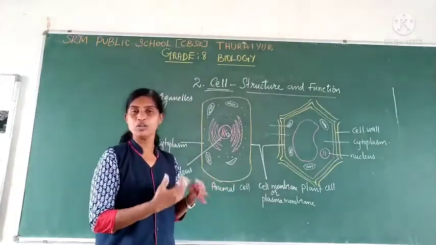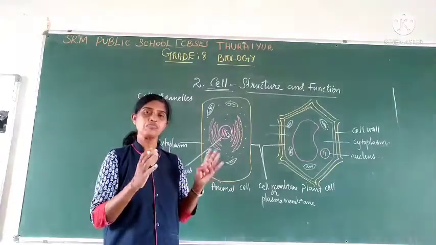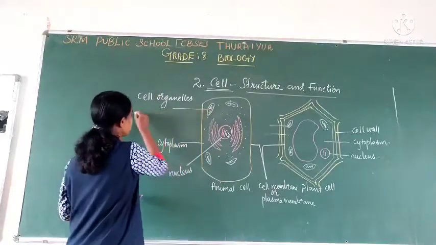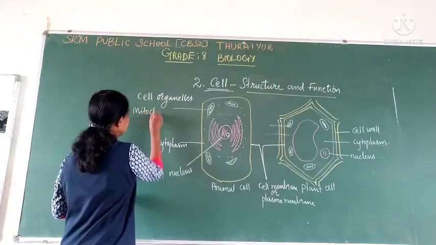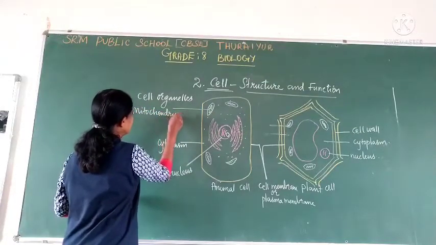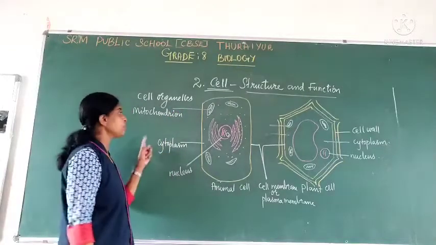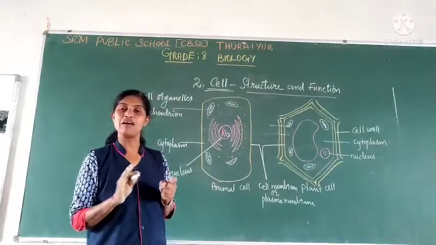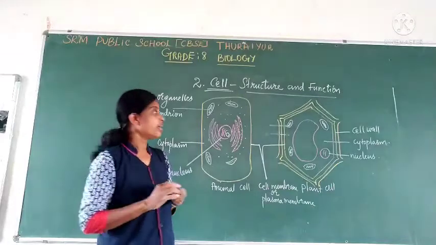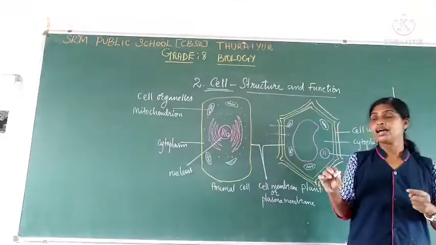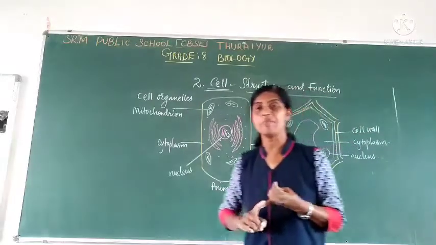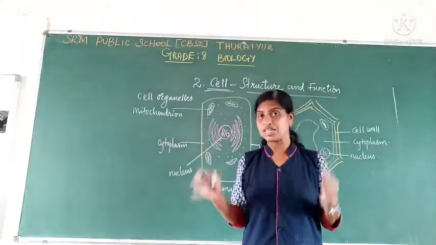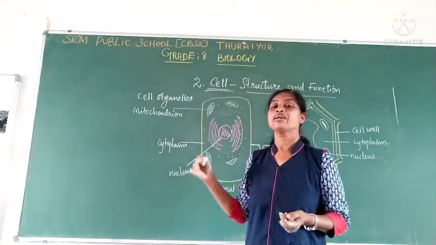Okay, that is all about the nucleus. Understand? Now, other organelles. Mitochondria are called the powerhouse of the cell. Understand? And ribosomes. Then Golgi apparatus. These are all found in the cells. Understand?